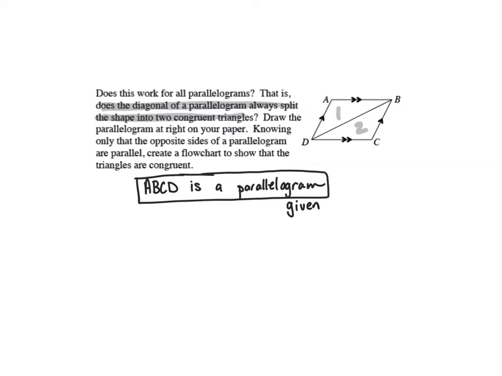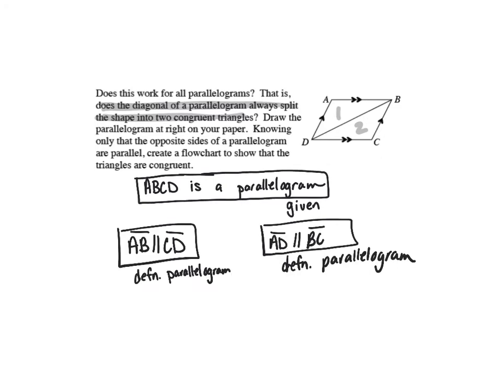That's what's given. From there, I'm going to use the definition of a parallelogram to say that I have two pairs of parallel lines. So I've added in here that AB is parallel to CD, and then again, that's because it is a parallelogram, and that AD is parallel to BC. Now, as you're filling in your flowcharts, as you're doing this with me, if you need to pause the video, that is a great strategy to help you get the details filled in.